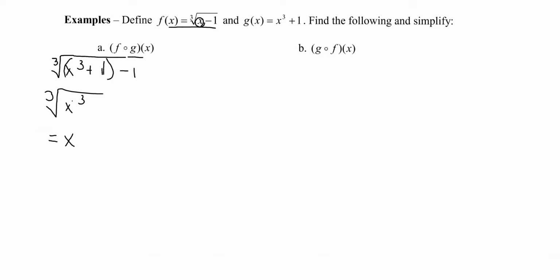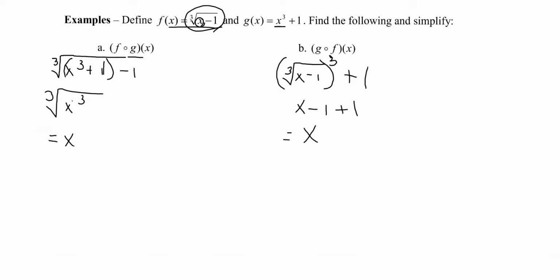Then we're going to do g composed with f. So g is x cubed plus 1. So what we have here is instead of x cubed, I'm going to plug in f. So I'm going to really have the cube root of x minus 1, cubed, because it was x cubed. So I put this in for x and then cubed it, plus 1. If you have the cube root and you cube it, remember from our radicals that you get what's under the radical. So we have x minus 1 plus 1, which will leave us with x in the end.